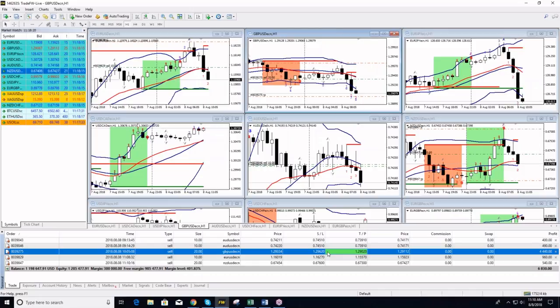I will be telling you what Elif does. She just shorted UK, guys, UK 100. She just shorted also Italy 40. Shorted UK 100 and just shorted Italy 40.